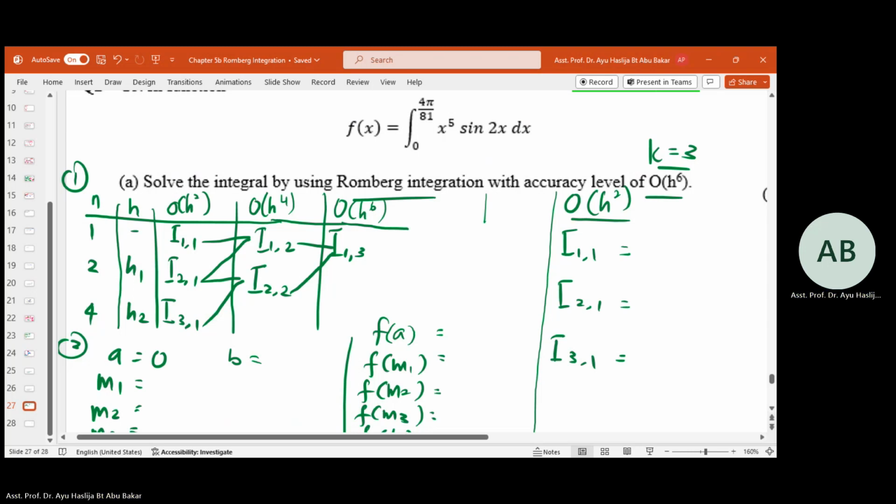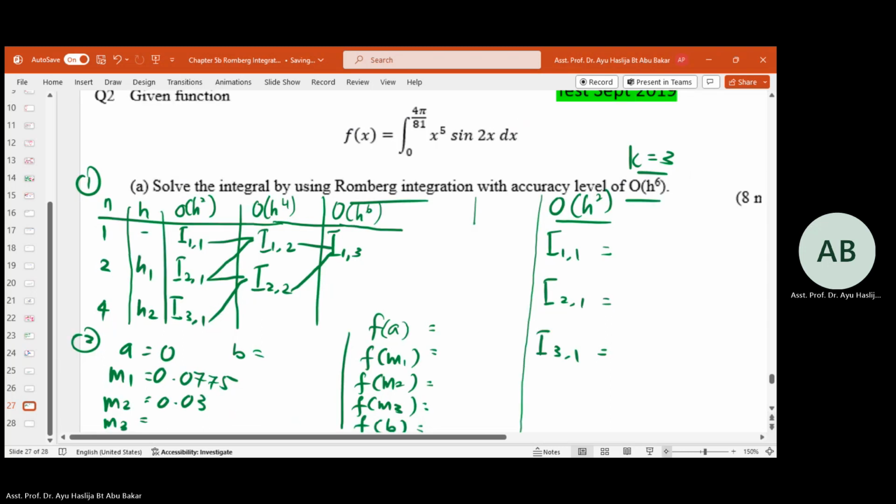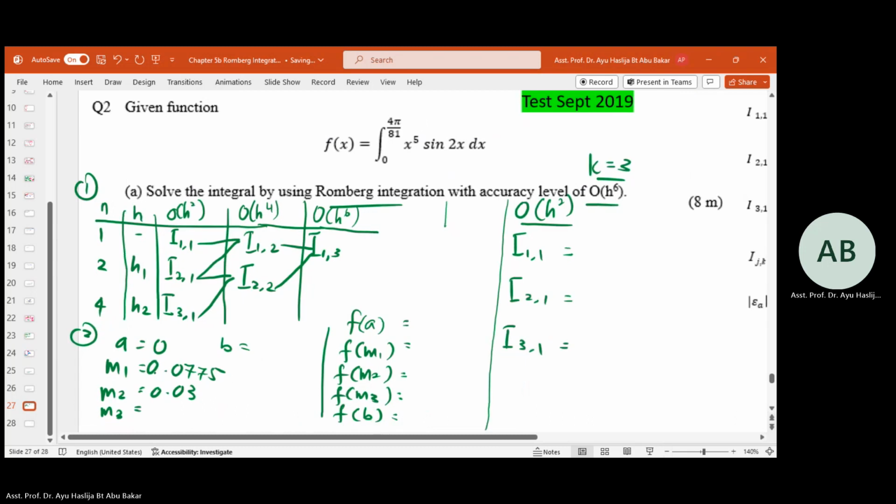What do you get for your M1? 0.0775. Okay, those are the M's value. If you get it, then you're on the correct path.